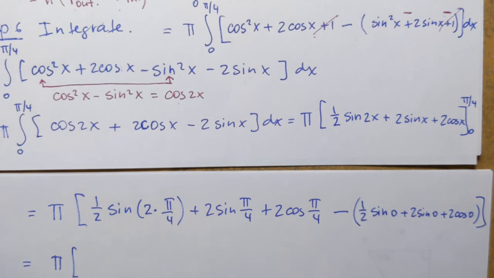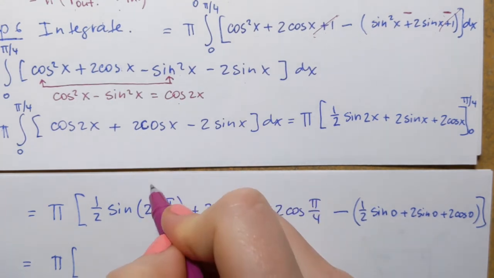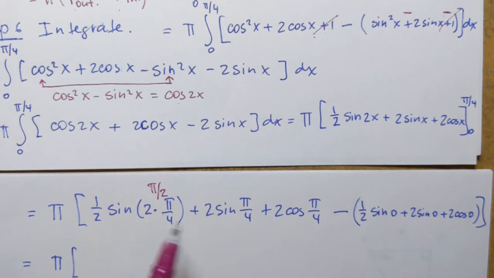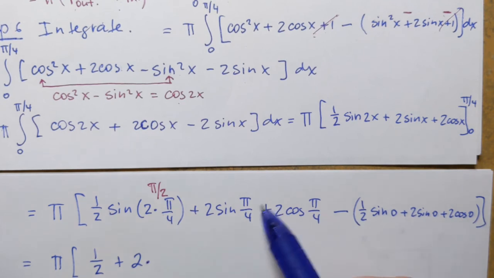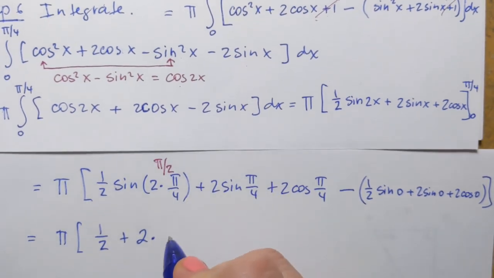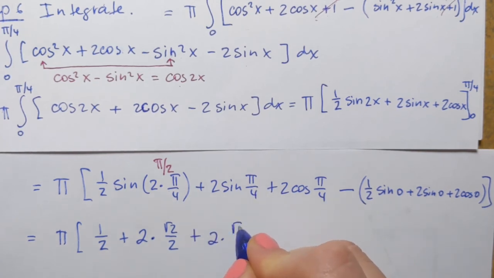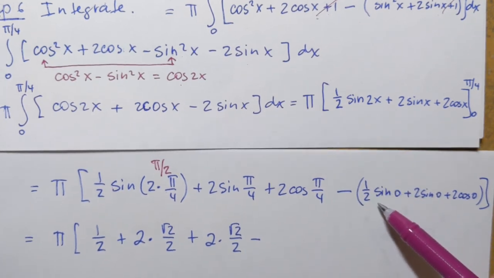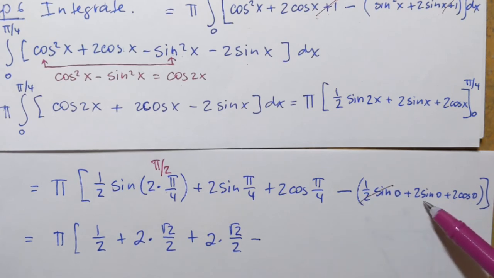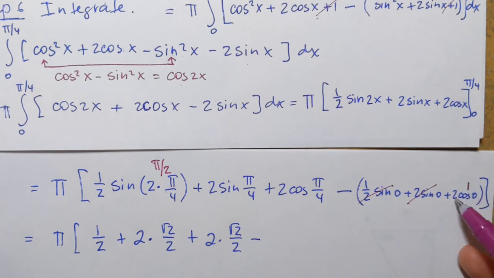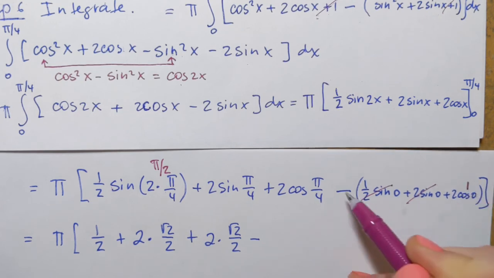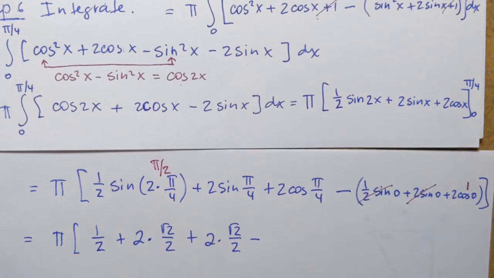Let's see. Now sine of 2 times pi over 4. 2 times pi over 4 is pi over 2. We know that sine of pi over 2 is 1. So here we'll get just 1/2 plus 2 times sine of pi over 4, which is radical 2 over 2, plus 2 times cosine of pi over 4, which is also radical 2 over 2, minus, what do we have here? We know that sine of 0 is 0. That's gone. Another 0, so that's gone. And then cosine of 0 is 1. But now 2 times 1 gives me 2. And I also have minus in the front, so it's minus 2.